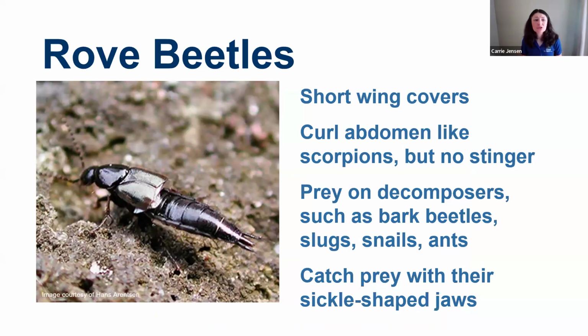Another beetle that's really beneficial is a rove beetle. The easy way to distinguish them is their short wing covers. I'm not sure if you can see my cursor, but they have little short wing covers that look like little shoulder blades. Sometimes they also curl their abdomen and look like a scorpion, but they don't have a stinger. They prey on decomposers such as bark beetles, slugs, snails, and ants, and they catch prey with their sickle-shaped jaws.